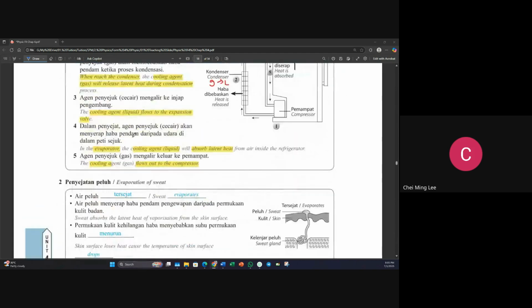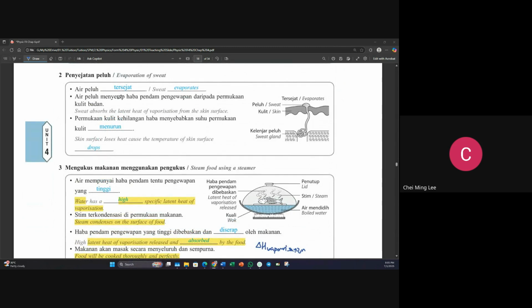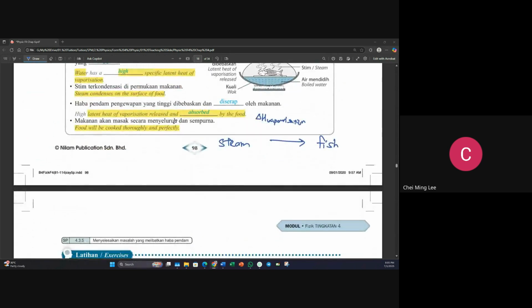Now let's see the evaporation of sweat. Where your sweat evaporates, the sweat will absorb the latent heat of vaporization from your skin surface, and then the skin surface will lose heat, which causes the temperature of the skin surface to drop. Okay, pretty easy. Now the next one.